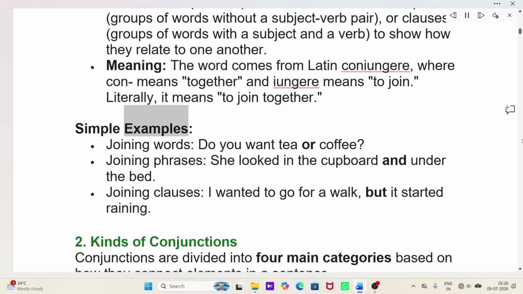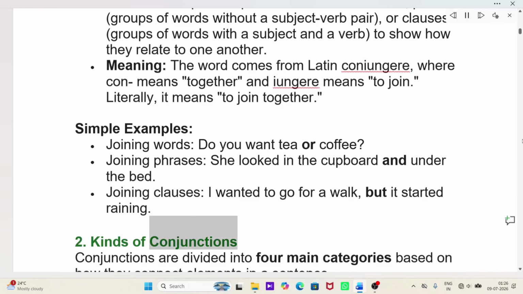Simple examples. Joining words: Do you want tea or coffee? Joining phrases: She looked in the cupboard and under the bed. Joining clauses: I wanted to go for a walk, but it started raining.